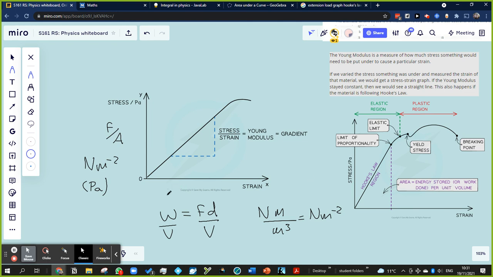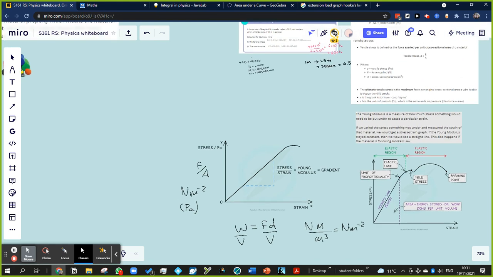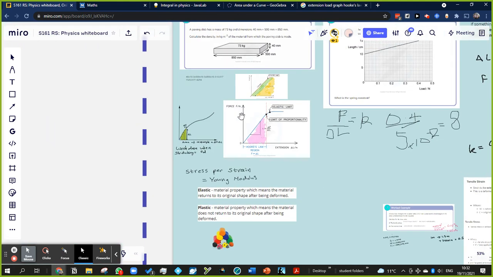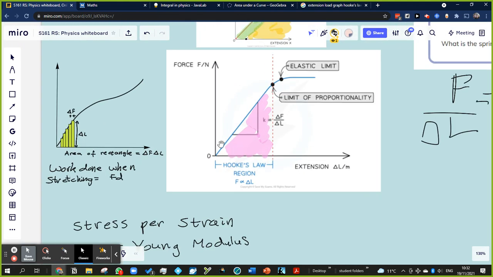Basically, why is that the case? Well, if we imagine that the work done per volume is equal to the force times distance per volume, that's going to be newton meters divided by meters cubed, which works out to be newtons per meter squared, which is exactly what the unit of the area would be. So in a stress strain graph, the area is the work done per volume of the material, and in a graph of just force and extension, it's just the work done. Okay.